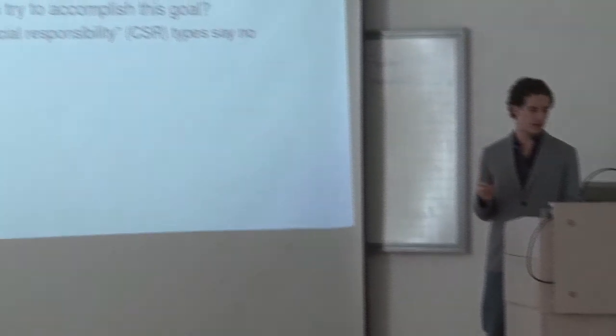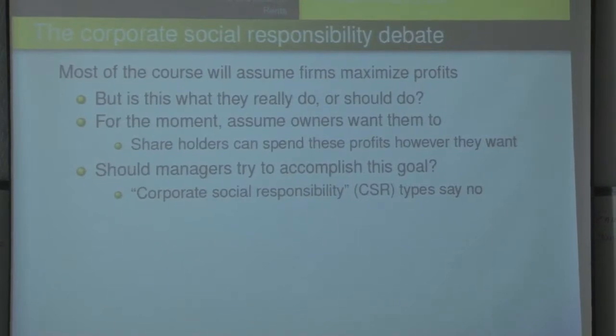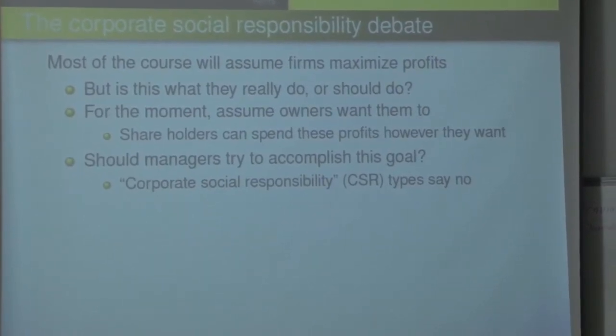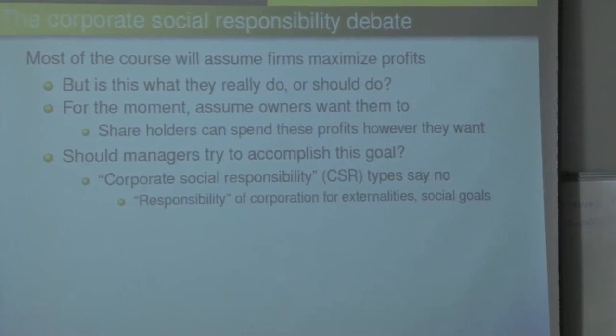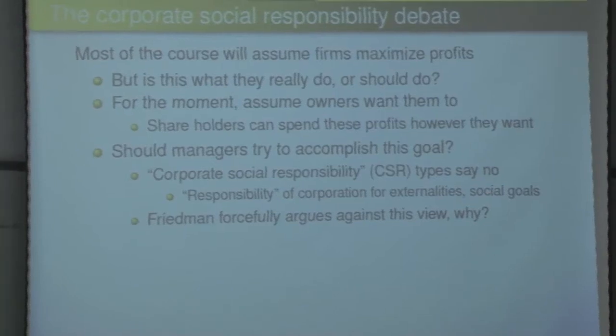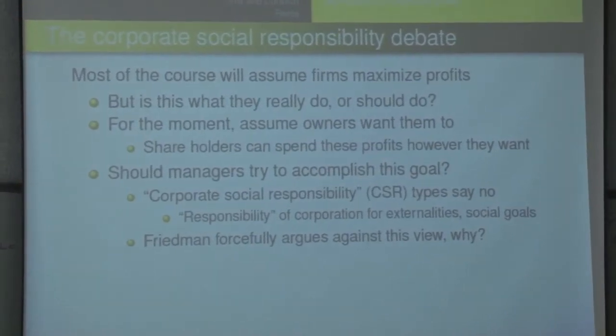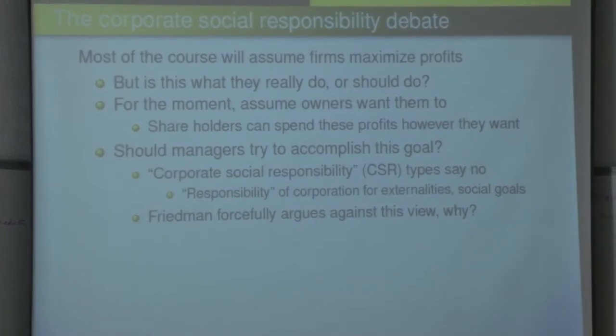Now the question is, should shareholders try to accomplish this goal? And the corporate social responsibility advocates say no. Corporations should try to do what's in the interest of the public, at least to some extent, protecting the environment, protecting workers' rights, things like this. Milton Friedman, in his argument, the social responsibility of corporations is to maximize profits, argues very strongly that that's not the case.